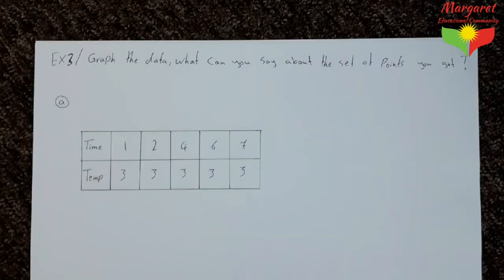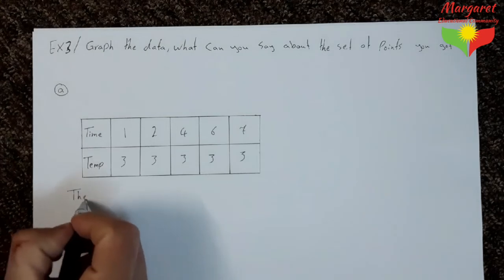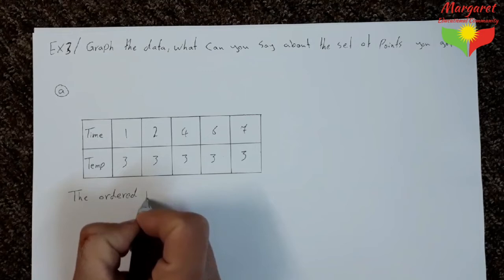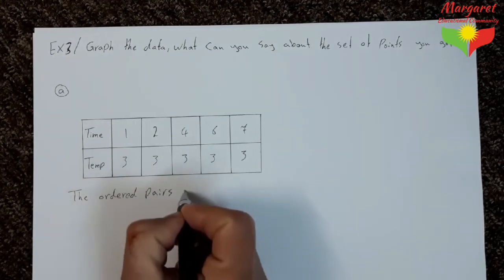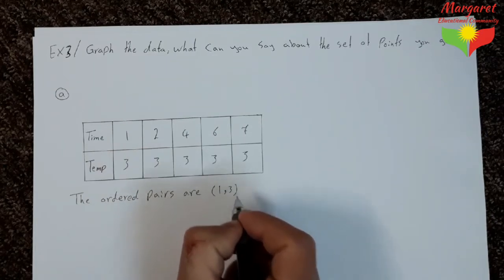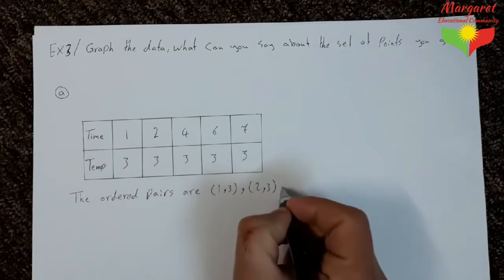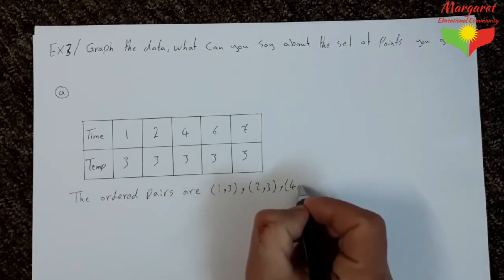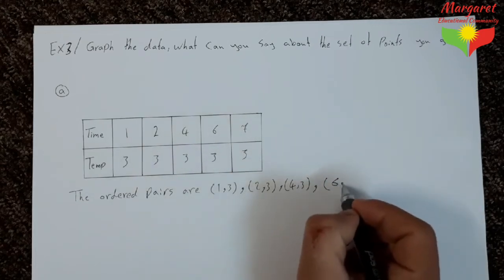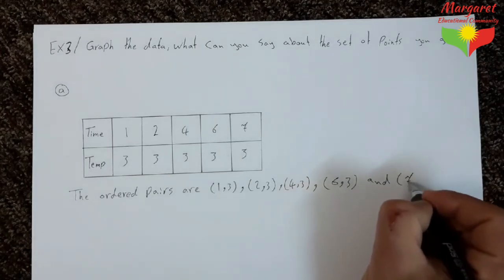Part A, we have this table. So, the ordered pairs are 1, 3 and 2, 3 and 4, 3 and 6, 3 and 7, 3.